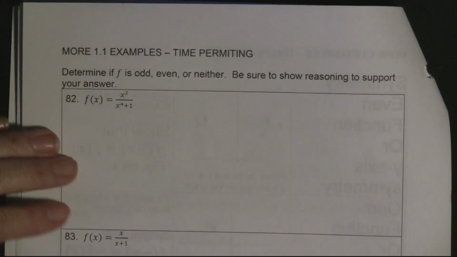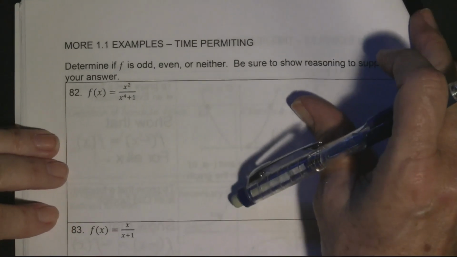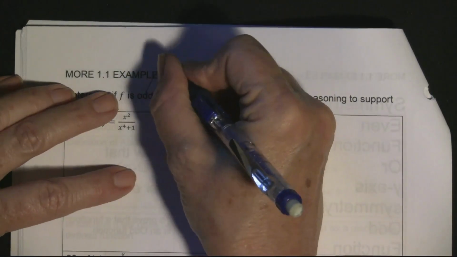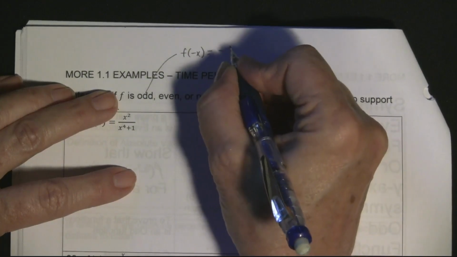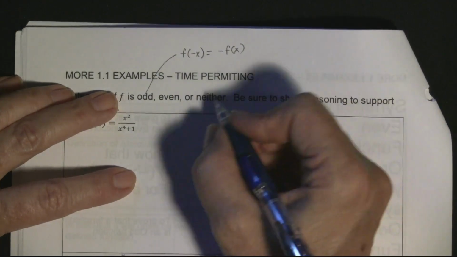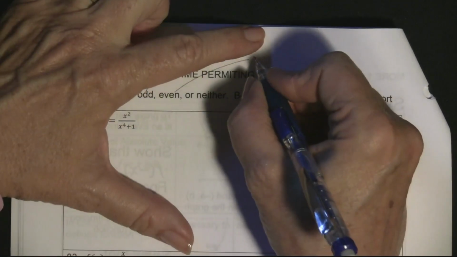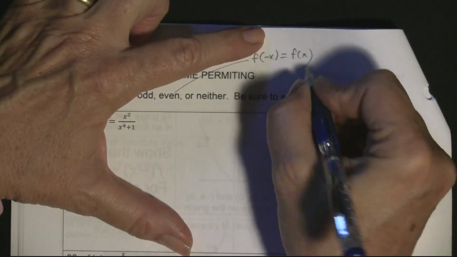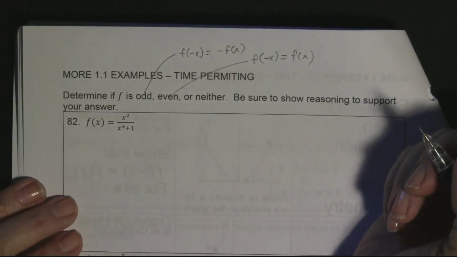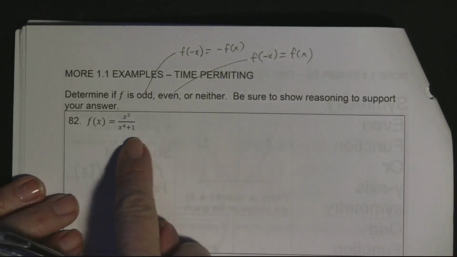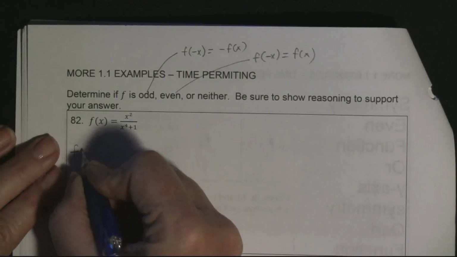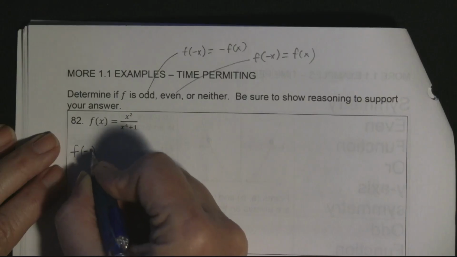I remember to myself, if it's odd, then that means that f at negative x equals negative f at x. If it's even, then that means that f of negative x equals f at x. So I'm going to give a try to seeing what it is. They've listed what f at x is right here, and so I'm going to look at f at negative x.